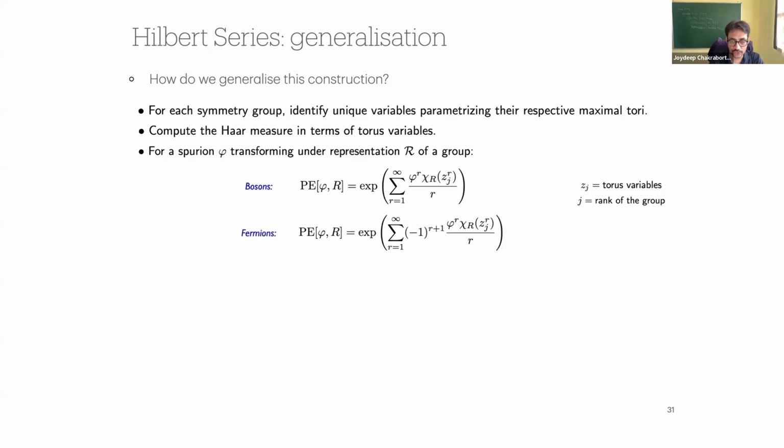For the fermion case, the situation is very similar. In this case, phi is the fermion, but because they are anti-commuting in nature, that is taken care of by the additional factor of (-1) to the power r plus 1. The chi r and the z represent exactly the same thing, the character functions. So in this construction, the first thing we need to know is how to calculate the character functions for given fields, depending on what kind of symmetries we have.